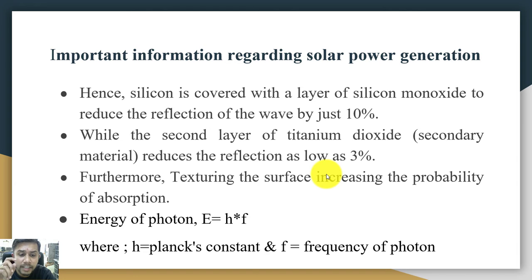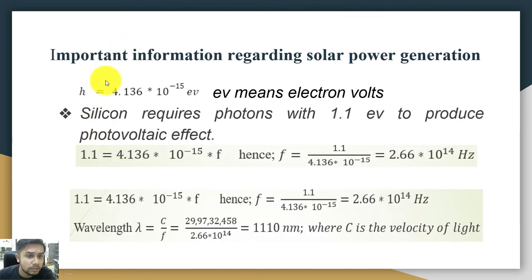Now we are going with the basic calculation. As we all know, the energy of a photon is equivalent to Planck's constant times the frequency of the photon which is imparted on the flat plate collector. So E equals h times f. Here h is the Planck constant, and its value is 4.136 x 10^-15 electron volts. Now, silicon requires a photon with 1.1 electron volts to produce the photovoltaic effect. So 1.1 eV equals 4.136 x 10^-15 times the frequency of the photon. With this, we get the frequency of the photon as 2.66 x 10^14 hertz.